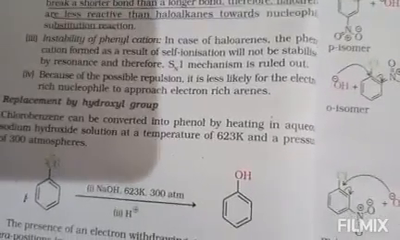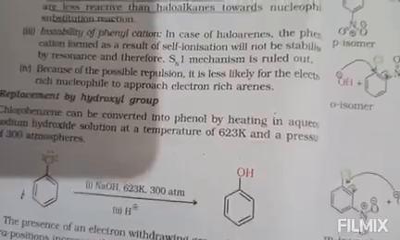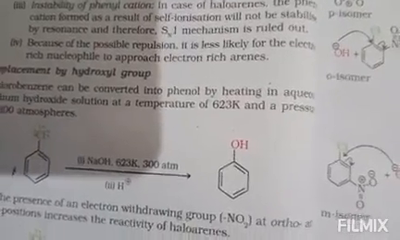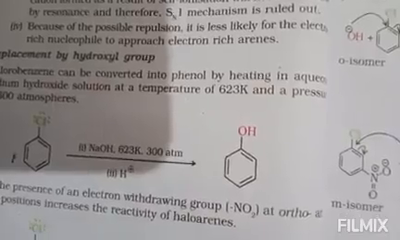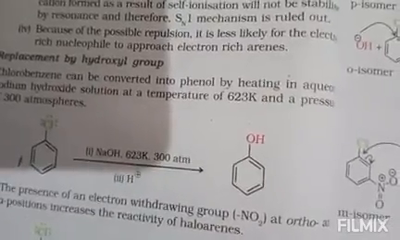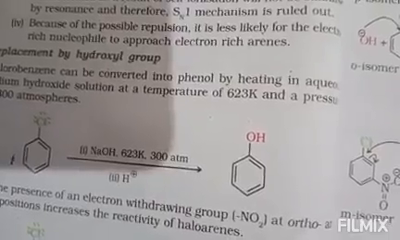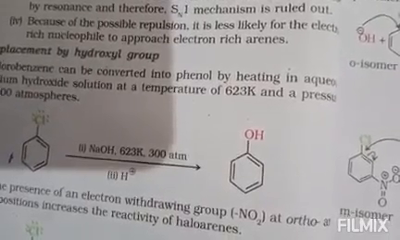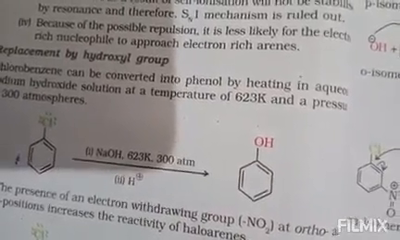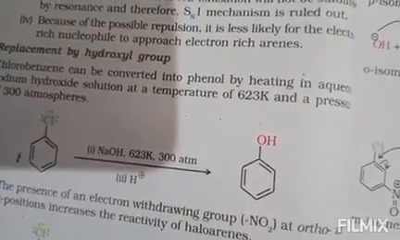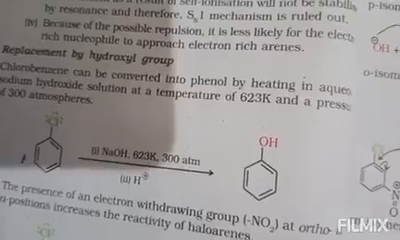Replacement by hydroxyl group. This is the first one. So we can ask, how will you convert chlorobenzene to phenol? Then you should write this first reaction. Chlorobenzene is heated with sodium hydroxide at 623 Kelvin and 300 atm. Then you will get phenol. And this question was already in the board exam. How will you convert chlorobenzene to phenol?